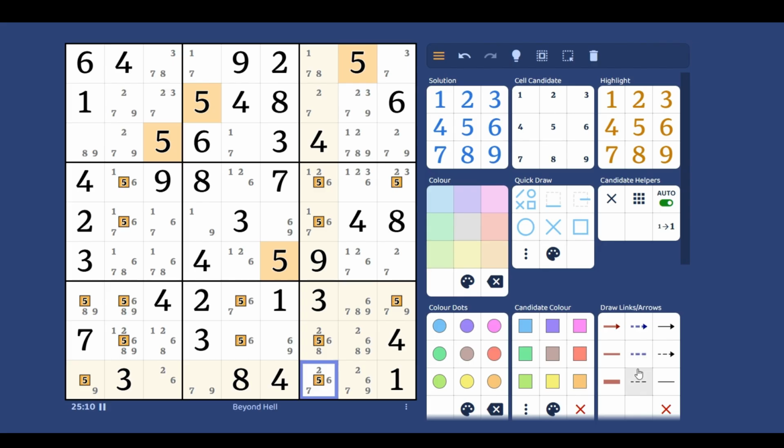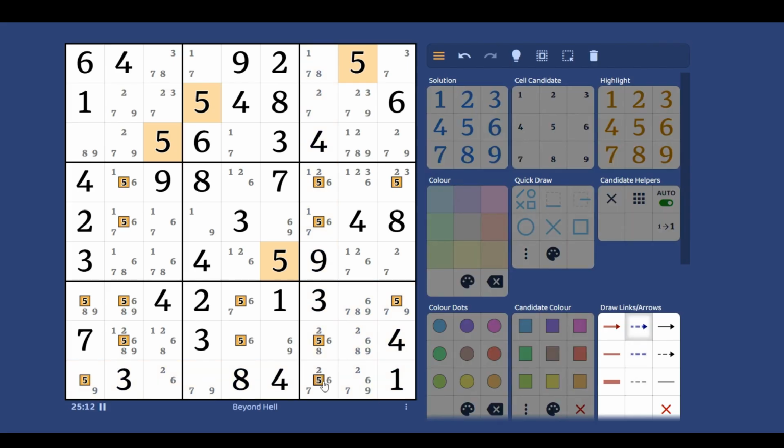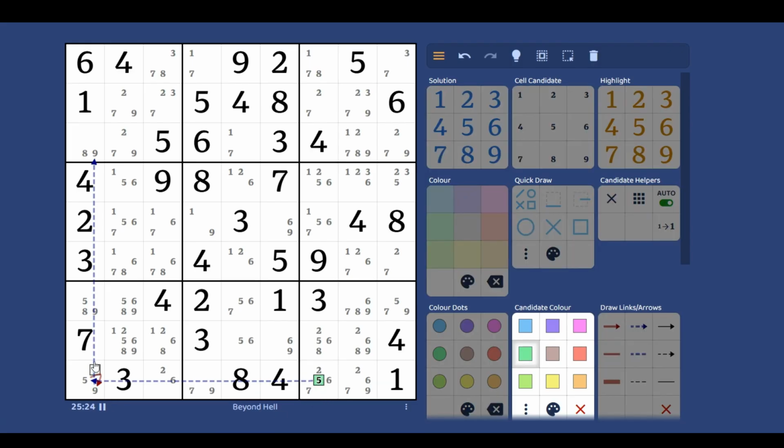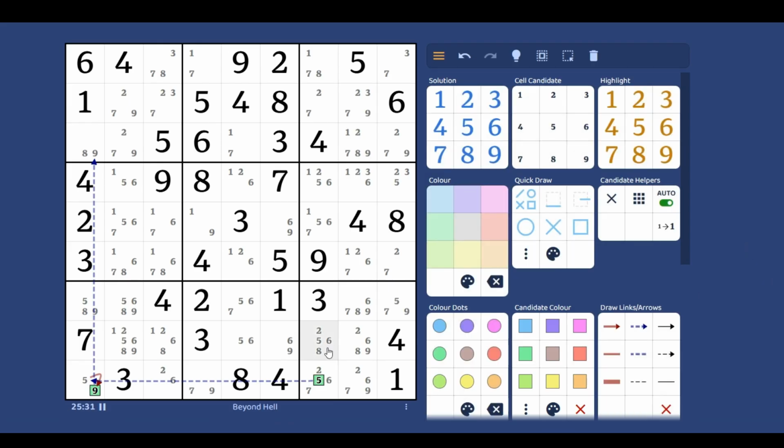We know that this 5, if it is true, it's going to be weakly linked to this 5, which is then strongly linked to this 9, which is then weakly linked to this 9. So if this 5 is true, this 9 is also going to be true. And we're going to go ahead and highlight that chain in green there. Next, let's look at this 5.